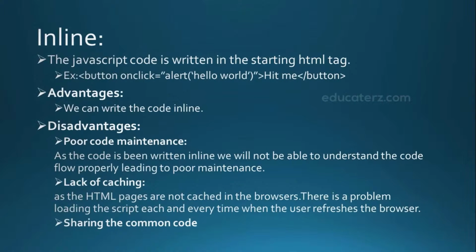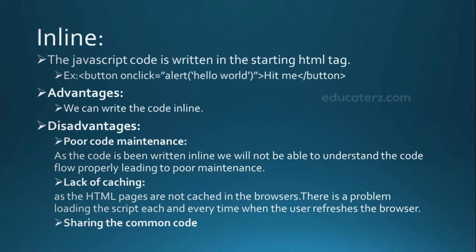Here the JavaScript code is written in the starting HTML tag. As in this example, you can check this. Here on click of this button, we want to show an alert message saying hello world. So this is how we write the inline JavaScript code. So the only advantage of using inline is we can write the code inline. Let's say we have a small amount of JavaScript code like showing alerts. We can write those using inline.